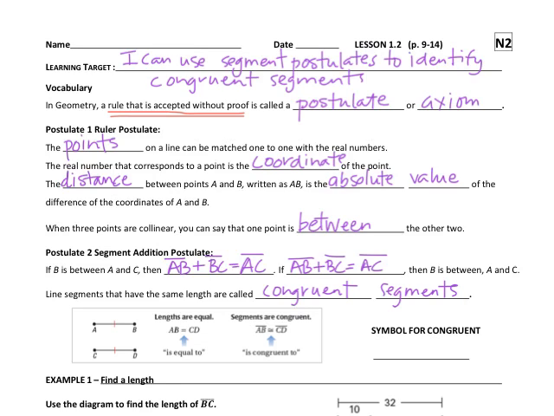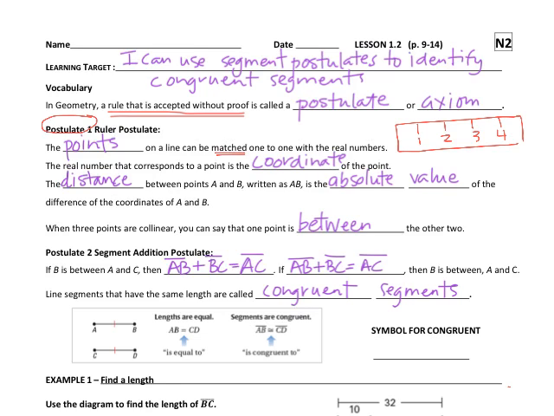Postulate number 1 is called the ruler postulate. We don't have to memorize that it's the ruler postulate. You just have to understand what it says. The points on a line can be matched one-to-one with real numbers. If you imagine a ruler, this is 1 inch, 2 inches, 3 inches, 4 inches. Obviously, it's not to scale. But there's a 1 that associates itself with that particular place on the ruler, and there's a 2 and a 3 and a 4.